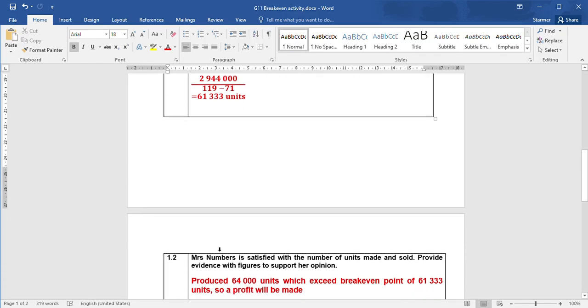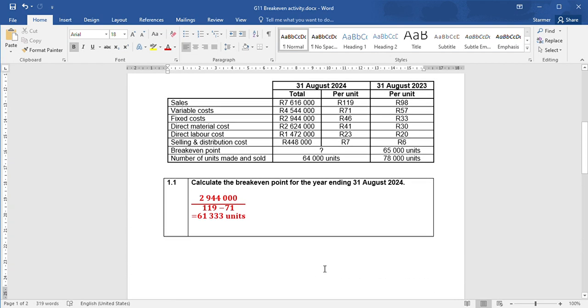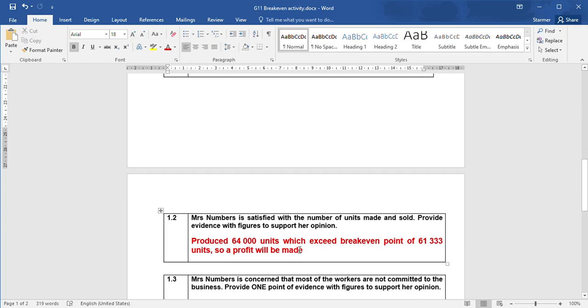Question 2. Mrs. Numbers is satisfied with the number of units made and sold. Provide evidence with figures to support her opinion. You need to compare what you actually made, which is 64,000 units, with what you need to break even. So you're producing more than you need to make to break even, which means you're going to make a profit. So compare the number of units actually made and sold with what you should make to break even. If you're producing above, like it is in this case, you make a profit, you are satisfied. Obviously, if you make fewer than the break-even point, you'll make a loss and you'll be dissatisfied.